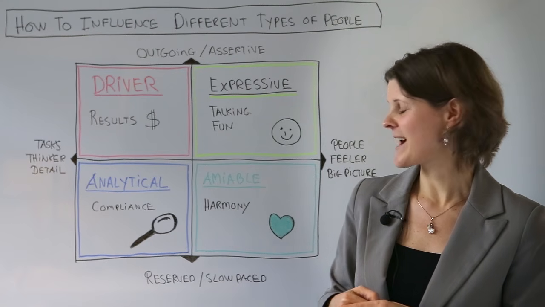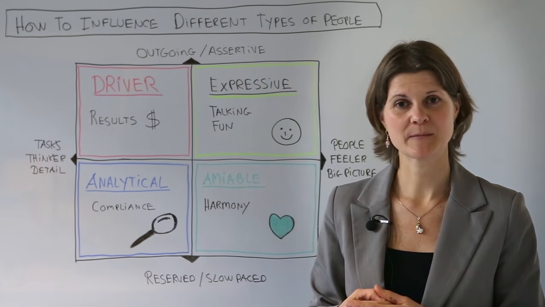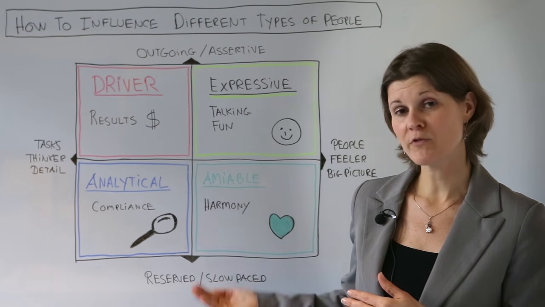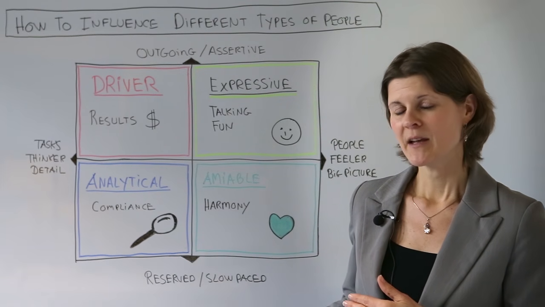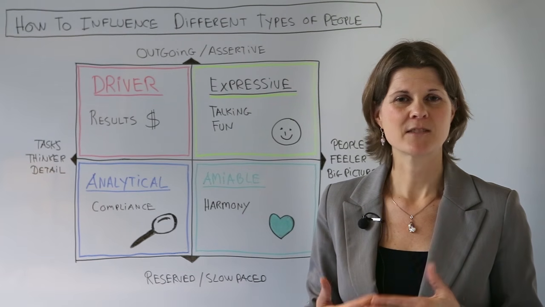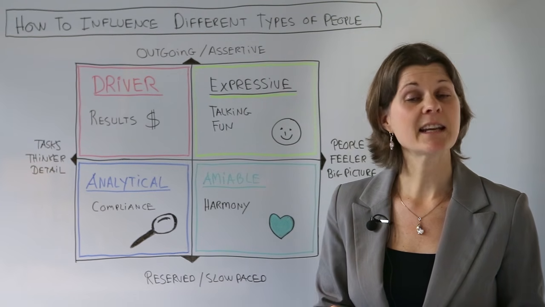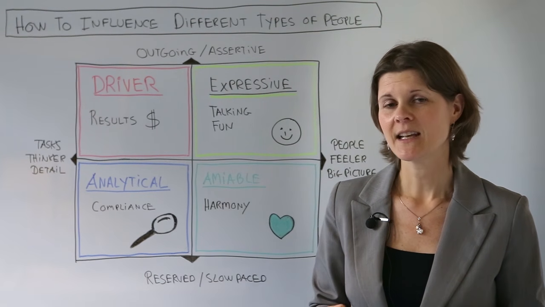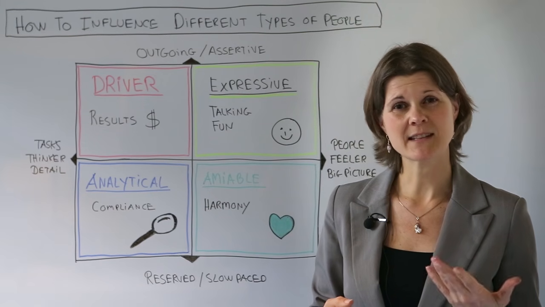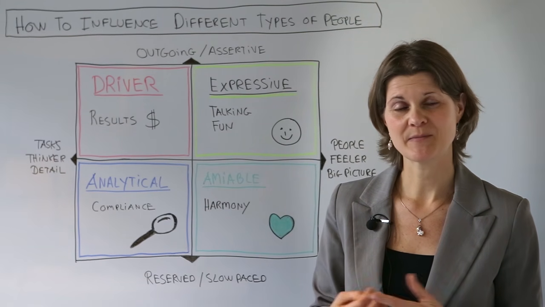Now let's move down and look at the green personality type. These are amiables. Amiables are more reserved and slow-paced, but they're still feelers. These people don't like too much change. They're really all about harmony. They're great listeners, great team players, and in an organization, they're typically your HR professionals or caring professionals.